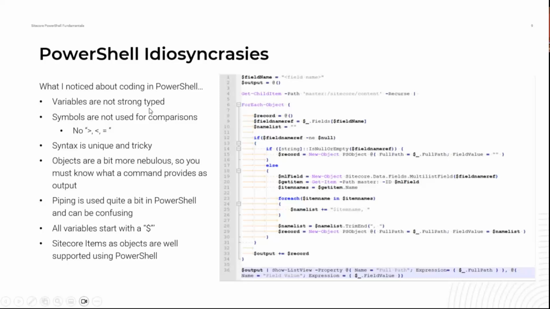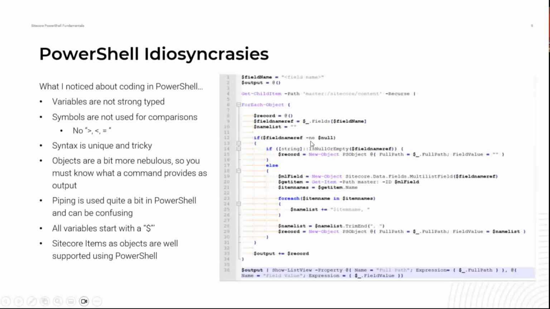For starters, your variables do not have to be strongly typed. You can immediately assign a value to a variable, and you don't have to indicate what type of data it needs to store. Symbols are not used for comparisons in PowerShell.